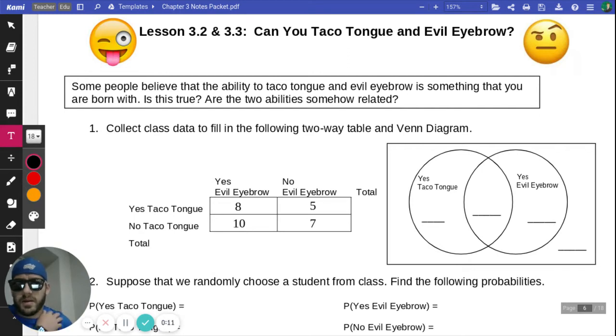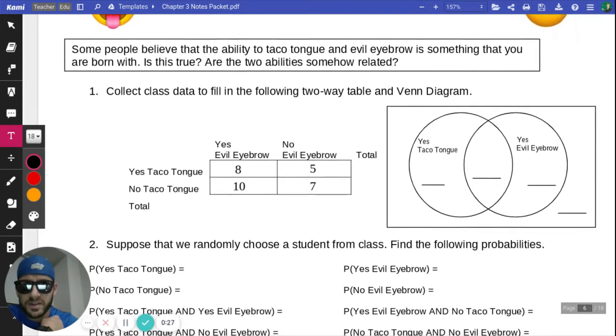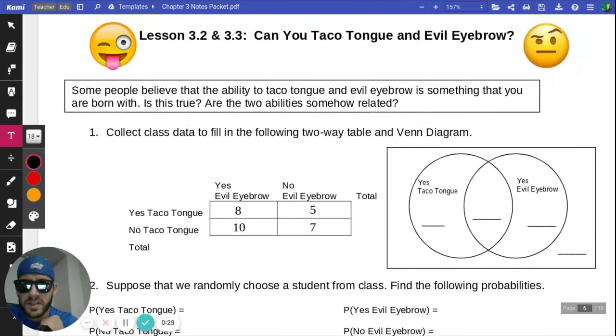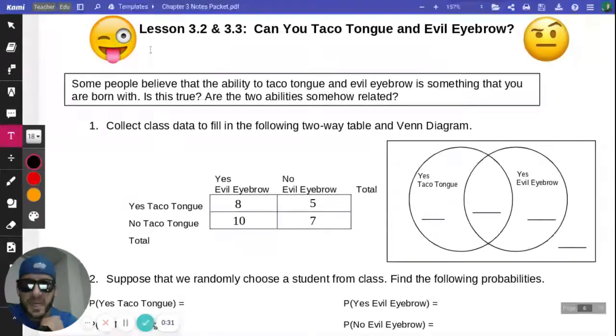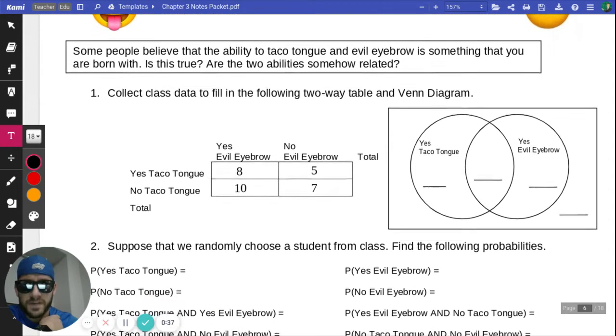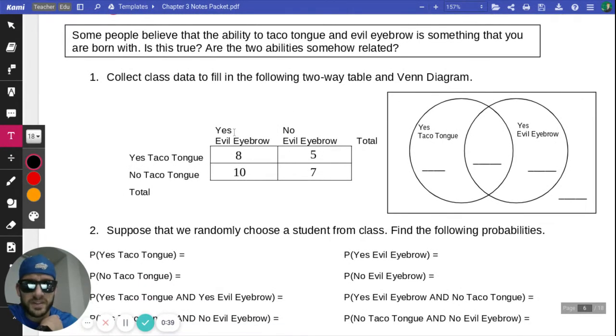All right, and back here on lesson 3.2 and 3.3, where we are going to take a look at two-way tables and Venn diagrams. So we were collecting data. You can do this in your class. I just created some data here saying that if people can or cannot do these two facial expression emojis. So I filled in the two-way table down here.